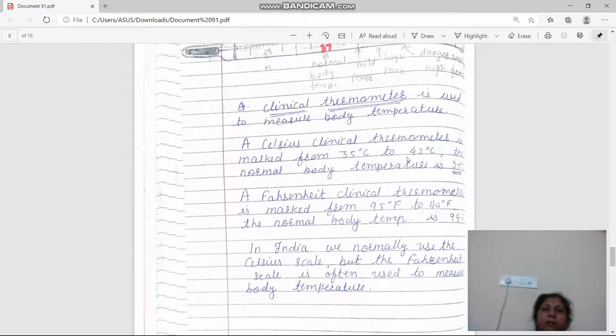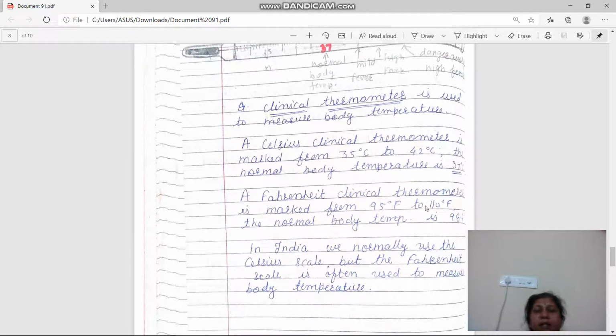A clinical thermometer is used to measure the body temperature. ये जो thermometer है ये हम किस लिए use करते हैं? We use this thermometer to measure the body temperature. A Celsius clinical thermometer is marked from 35 to 42 degrees. The normal body temperature is 37 degrees Celsius. It is in Celsius, always remember. In Celsius it is 37.